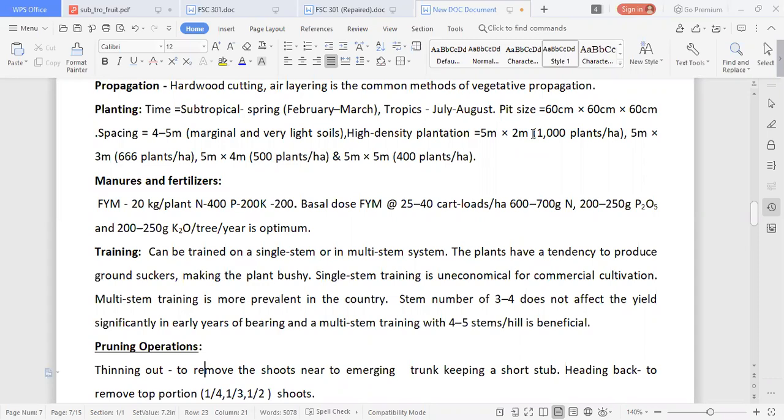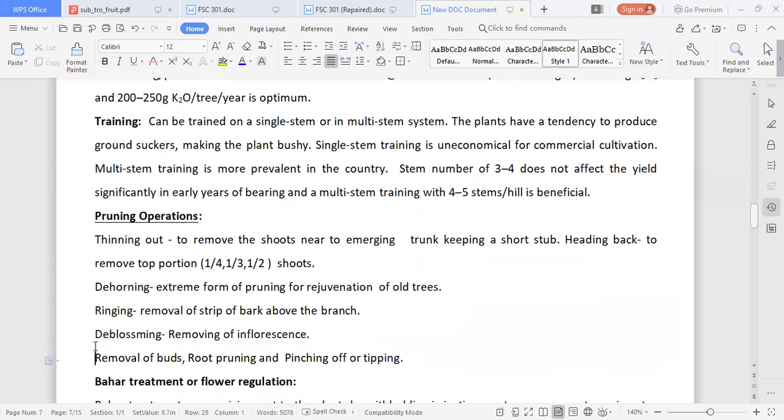With this training, 4 to 5 stems per hill, they got very good yield as compared to 3 to 4 stems. So this is also in practice, as per that particular variety. Now coming to different pruning operations.